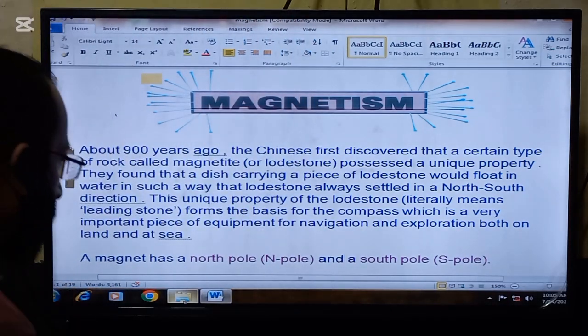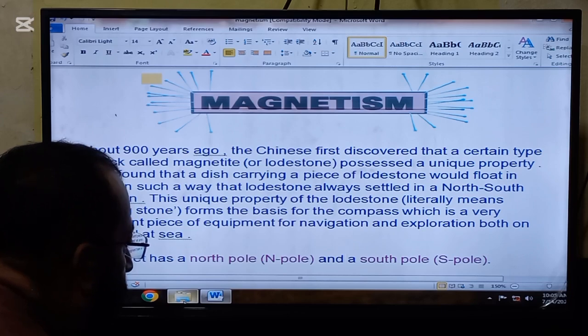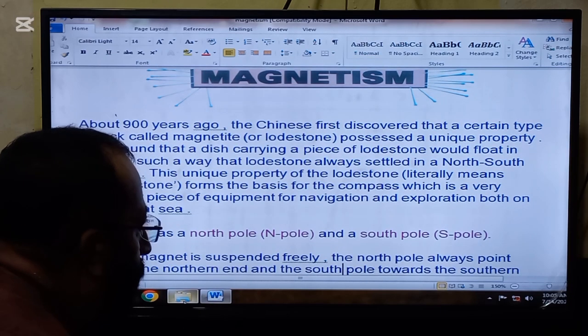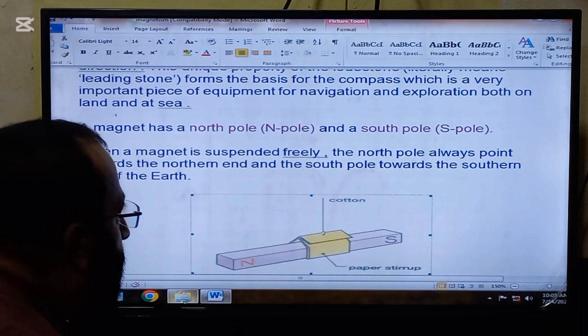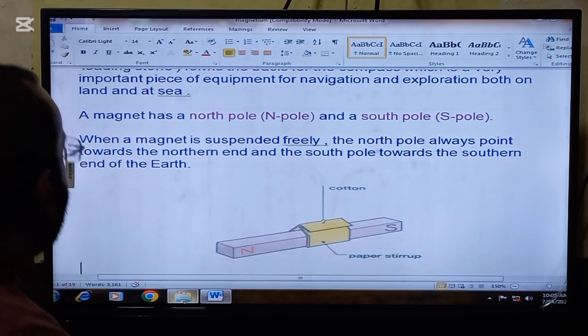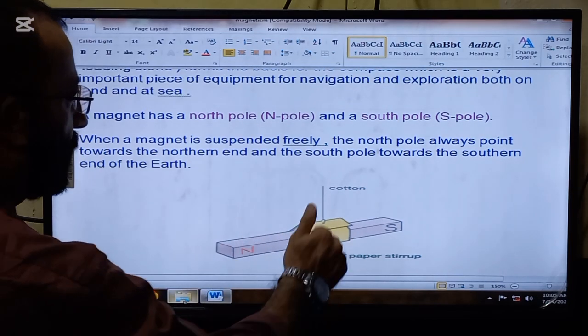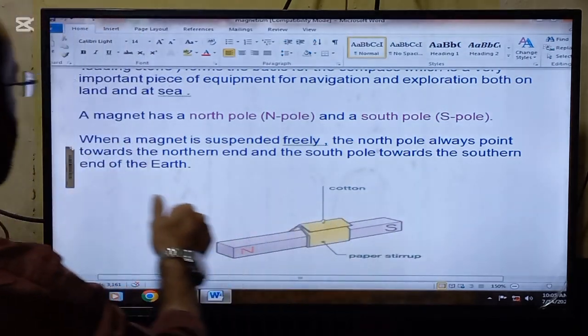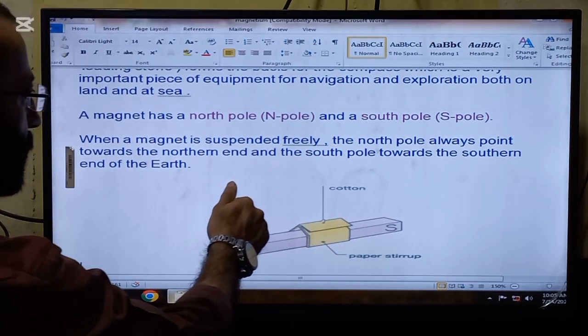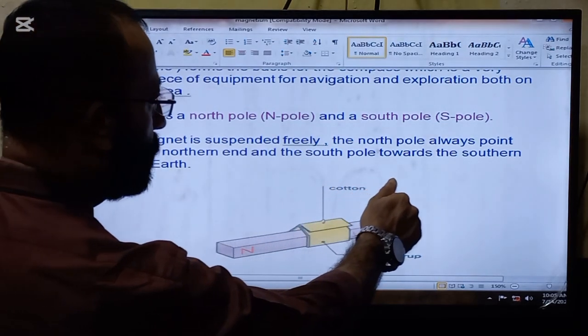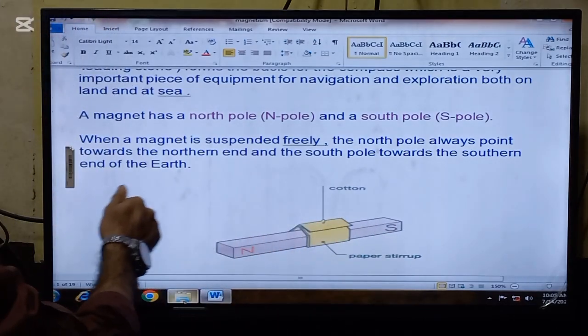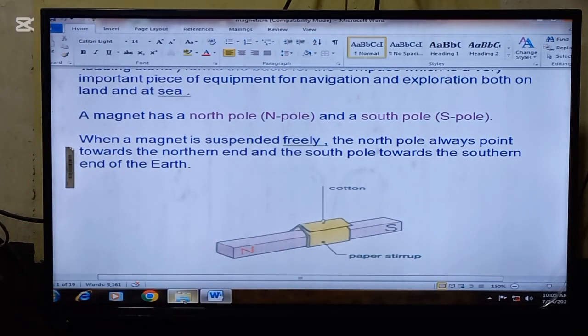A magnet has a north pole called the N pole and a south pole called the S pole. When a magnet is suspended freely like this, the north pole always points towards the northern end and the south pole towards the southern end of the Earth.